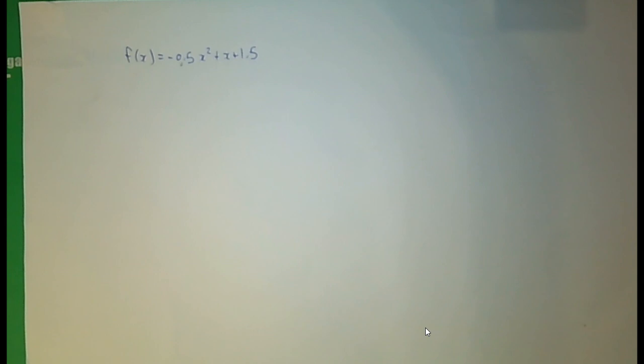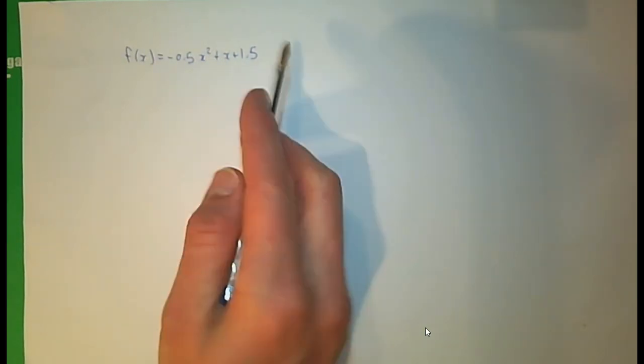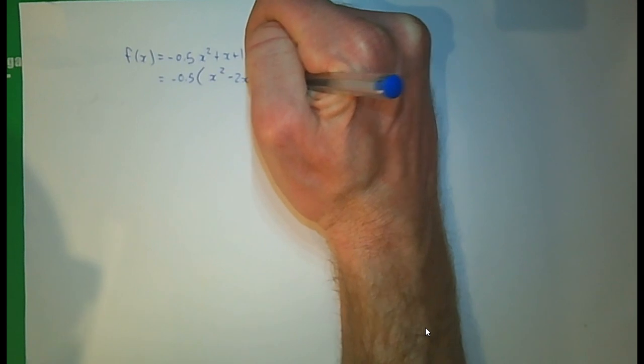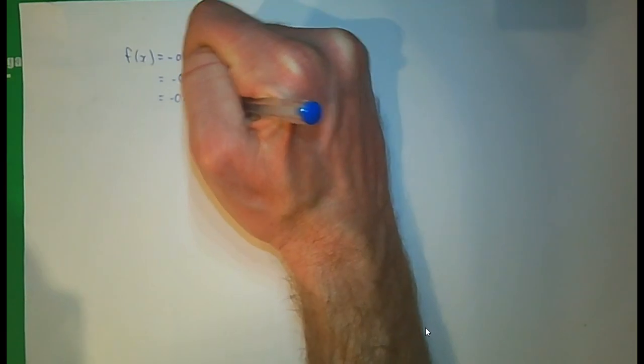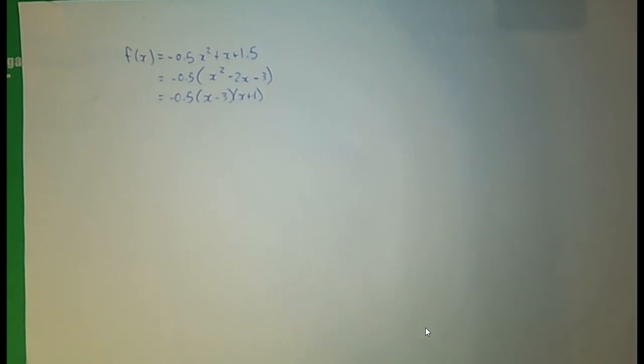Okay, so the easiest thing to do when your leading coefficient is a decimal is factor that out from the entire term. It just makes it much easier to deal with. So we have negative 0.5, and now we have x squared minus 2x minus 3. Way easier to deal with because factored, that turns into negative 0.5 times (x minus 3) times (x plus 1). So that's for the original function.